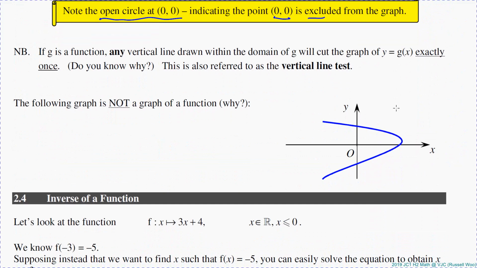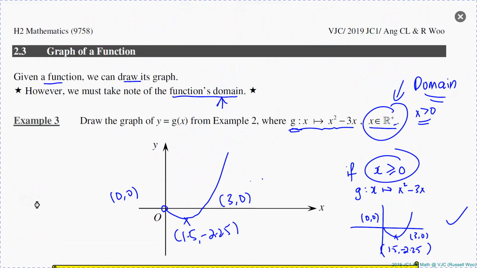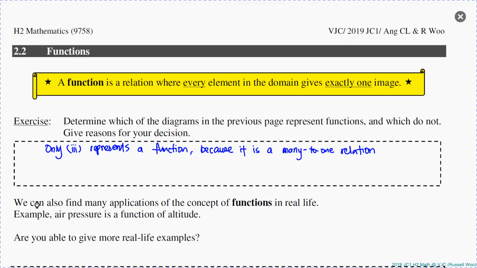Now, if g is a function, any vertical line drawn within the domain of g will cut the graph exactly once. What do we mean? Why is it so? It must cut exactly once. Let's go back to the definition of a function. A function is a relation where every element gives exactly one image. Remember the function machine where you put one input, only one output. One input and one output.